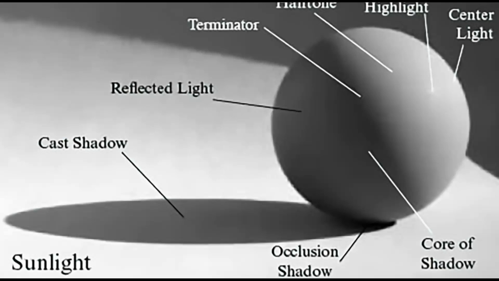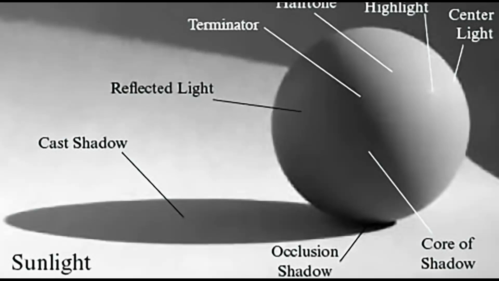So if we look at this ball and we look at where the darkest part is, the core shadow, and we look at where the reflected light is, we can see that that's slightly gray, because what happens is the light comes down to the table and bounces back up, and we get a little bit of light in that back area. So then we also have our cast shadow, or our halftone or midtone.